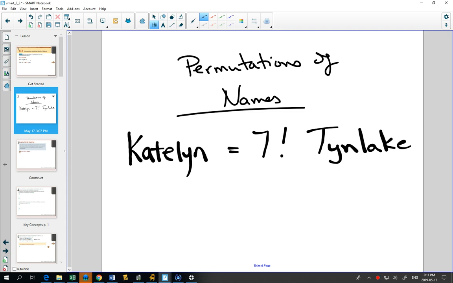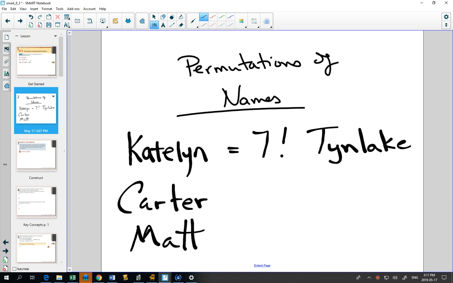Now, to figure out the number of passwords is easy for Caitlin because all the letters are different, okay? And some of you also have all letters different in your name. But Carter and Matt, these are problems, right? Why are they problems? We won't go into all the reasons, but just for passwords, we've got some repetition of letters.